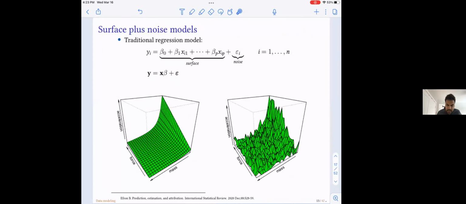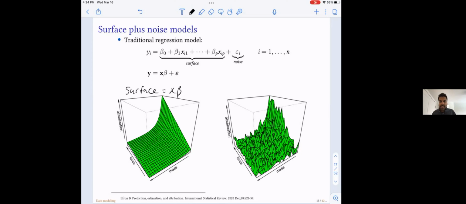One example that he gives in the paper, and I'll focus first on the left-hand side, is this relationship: Newton's law, F equals ma, this famous law that Newton came up with. This is what Bradley Efron would call the surface part of the model, a perfect relationship between force, mass, and acceleration. That's why you have this smooth surface, and this can be seen as the X beta part of the model.